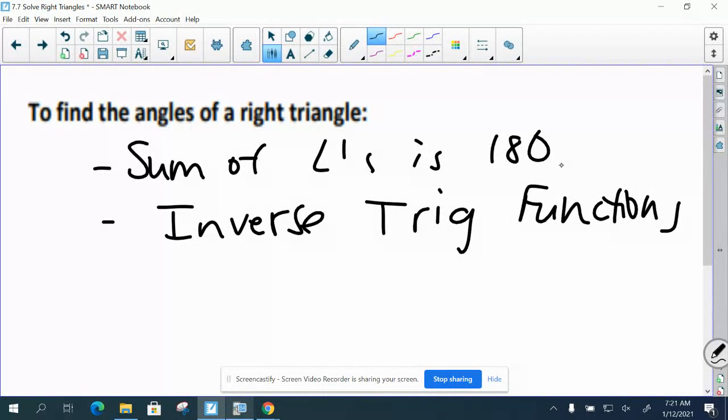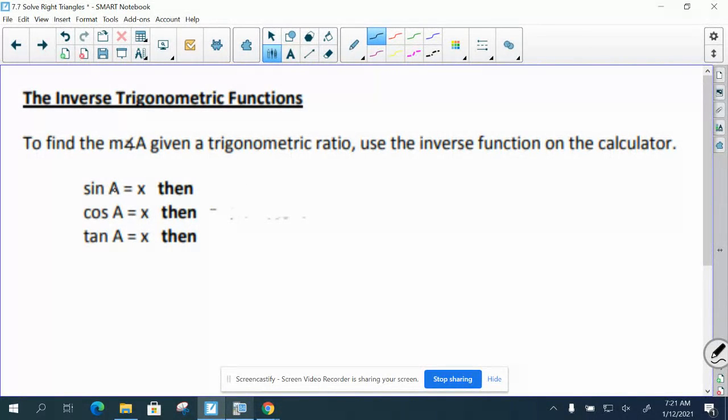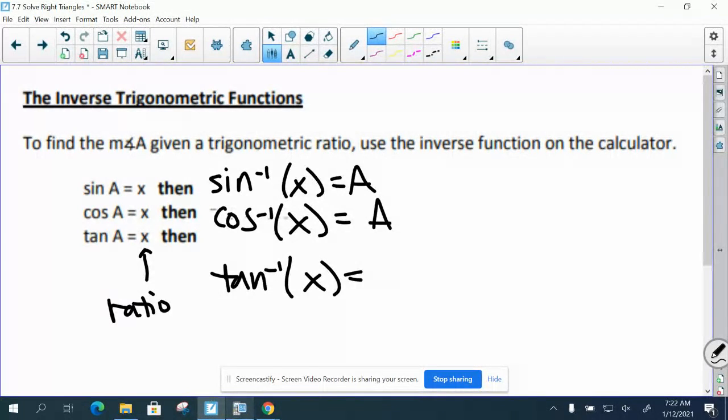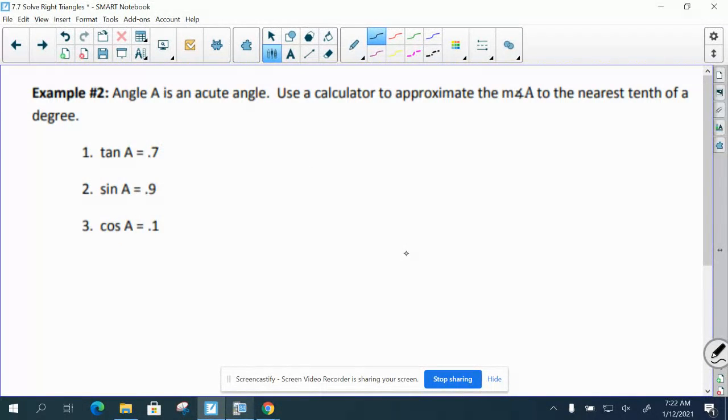So let's take a look at those. If you know that the sine of an angle is equal to x, which is going to be your ratio, so something over something or a decimal, then sine inverse of x equals the angle. So sine inverse of the ratio is equal to the angle. Cosine inverse of the ratio equals the angle, and tangent inverse of the ratio equals the angle. So that's how you would notate that. Let's look at an example.